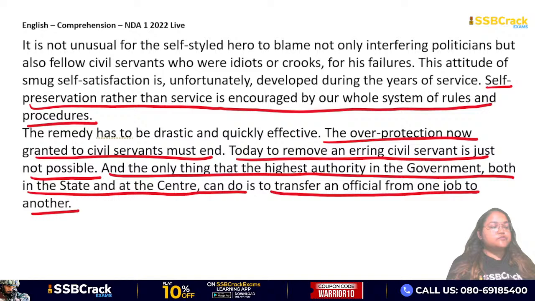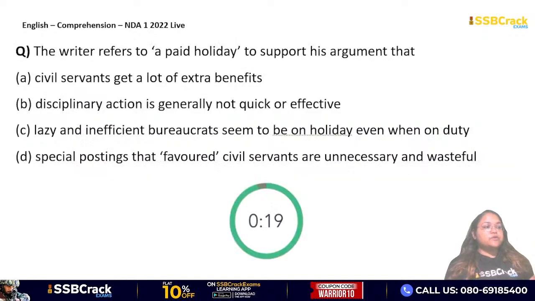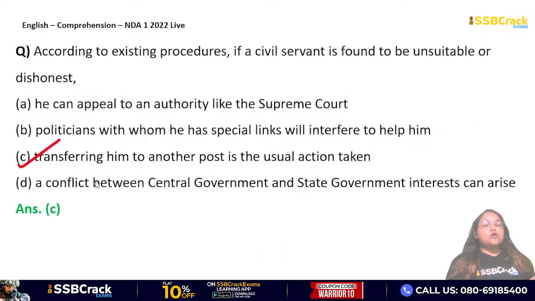Okay, a civil servant who is wrong. So therefore, the answer will be option C. Transferring him to another post is the usual action taken. Okay, so option C will be your correct answer. Moving on to the next question now.